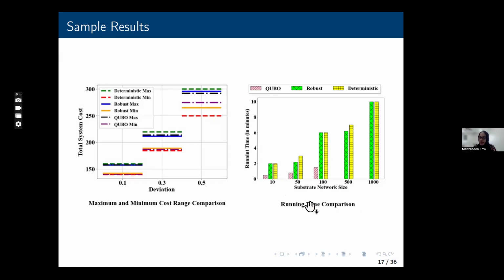However, if we compare the running time, we can see that after the network size grows beyond 100, the quantum annealer cannot generate any solution at all, because we don't have enough available qubits to simulate those problems, right? So in that case, we always have to turn to classical approaches like the robust optimization techniques that we discussed.